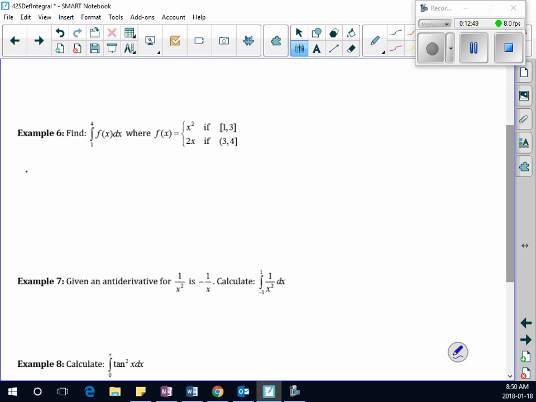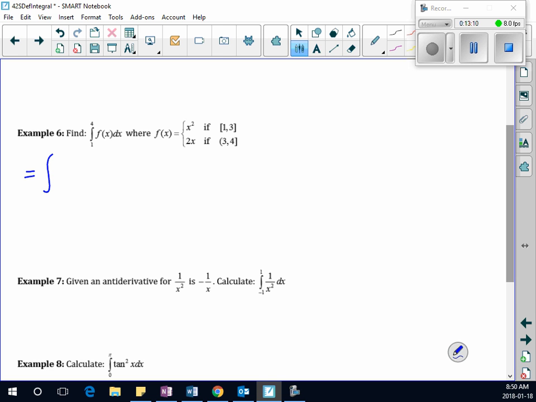So this would be equal to, we can't go from 1 to 4 because it's not... well, first we'd have to check at 3, is it continuous? 3 goes in there, we get 3 squared, which is 9, and 3 goes into the second one and you get 6. So we know it's not continuous.